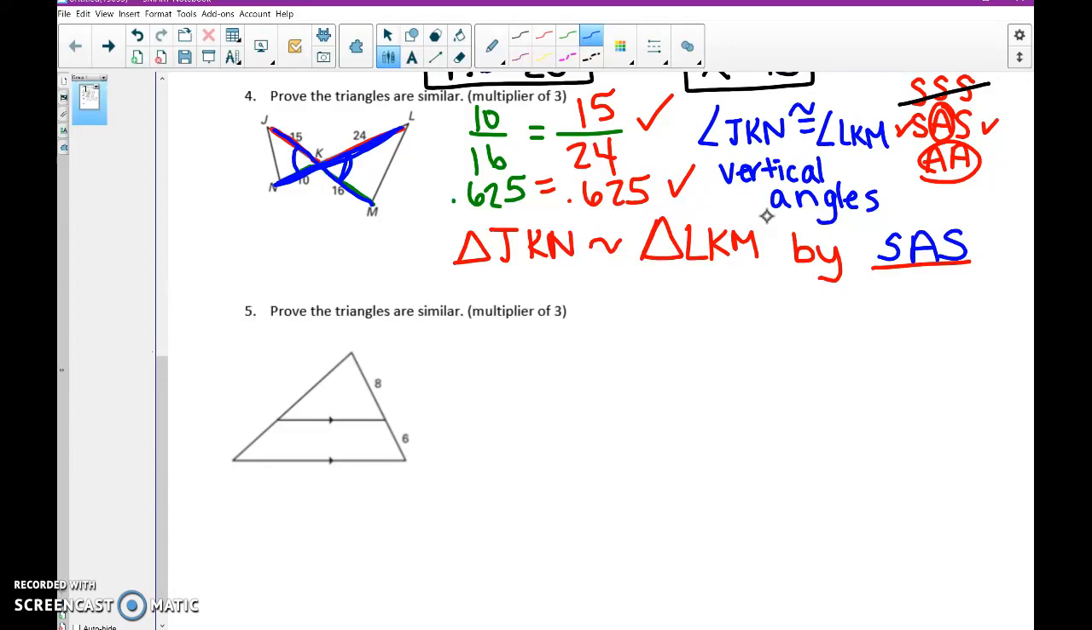So kind of a lot of stuff to do, but that's why this one is a multiplier of 3. It's worth more points for a reason. You have to do more work. But it's really good to develop that critical thinking, that organization of thought, that logic. That's all good stuff to remember.